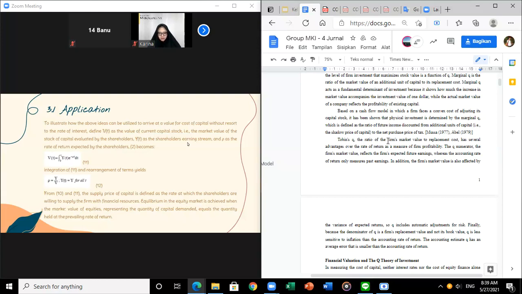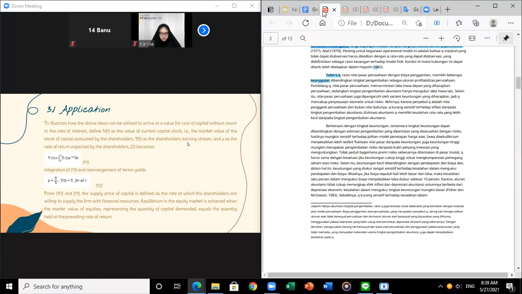Equilibrium in the equity market is achieved when the market value of equities, representing the quantity of capital demanded, equals the quantity held at the previous rate of return.